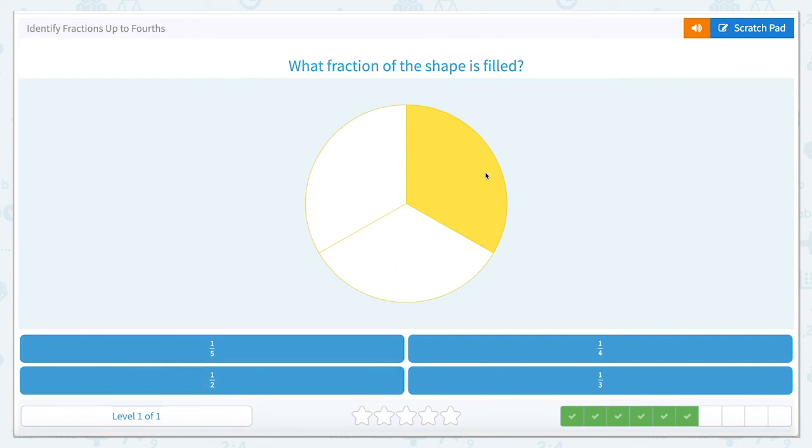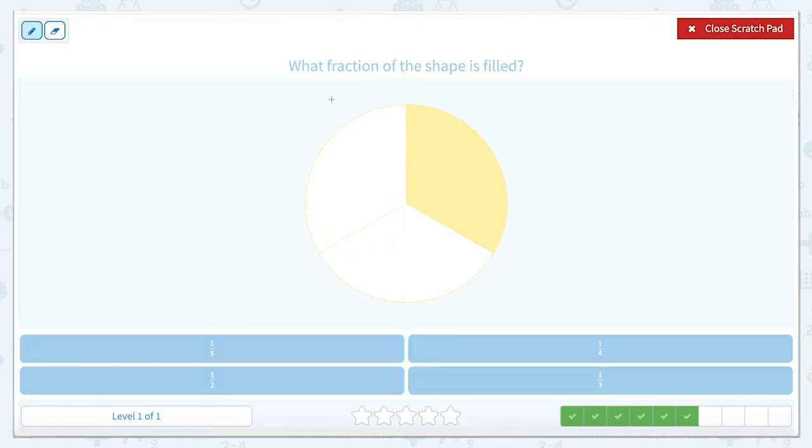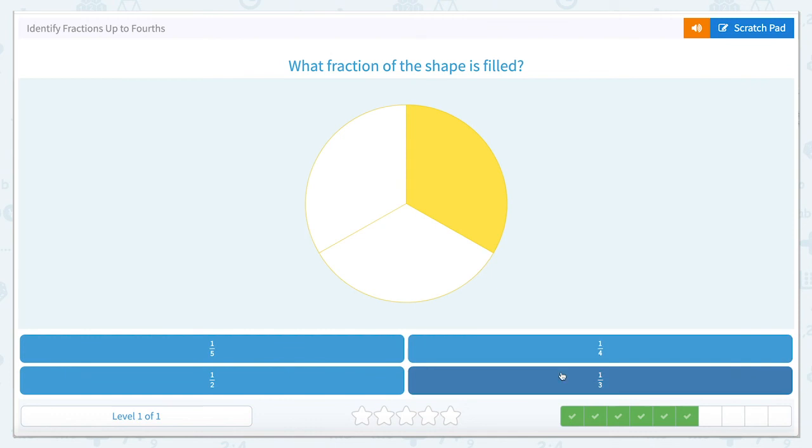Another circle split into a different number of equal size pieces. So let's count how many pieces are in this circle. There's 1 here, there's 2 here, and there's 3 here. So this one is split into 3 equal parts. Our denominator is equal to 3. So each piece is worth 1 of those 3 pieces. So this piece is 1/3, this piece is 1/3, and this piece is 1/3. So when I look, I know that the shaded piece is worth 1/3. So let's look and see if that's an option. It is.